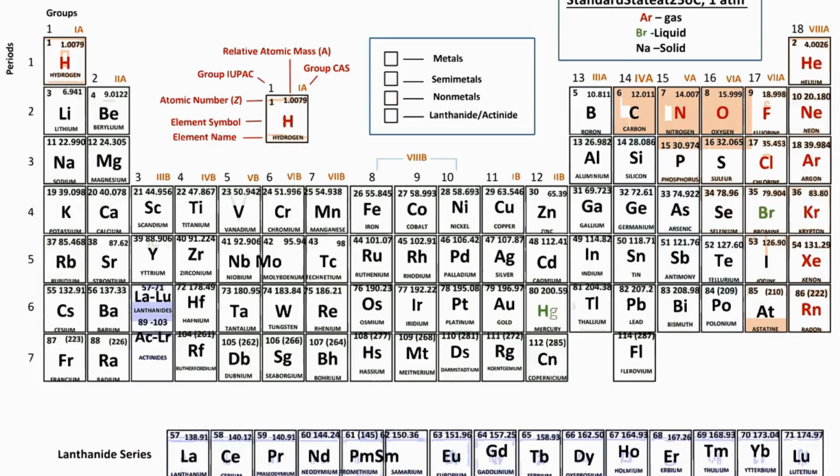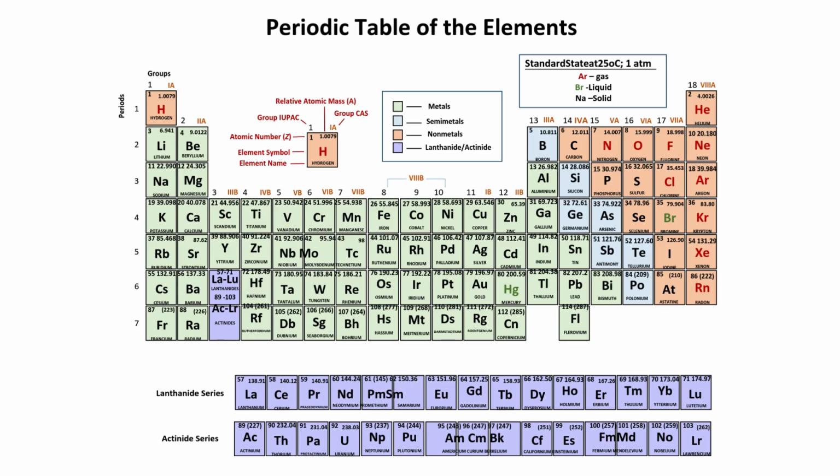The table is divided into metals, nonmetals, and metalloids. Metals are on the left and center. They are good conductors, shiny, and malleable. Nonmetals are on the right. They are usually brittle and poor conductors. Metalloids sit along the zigzag line between metals and nonmetals and have properties of both.